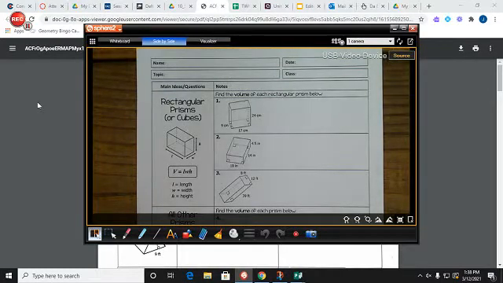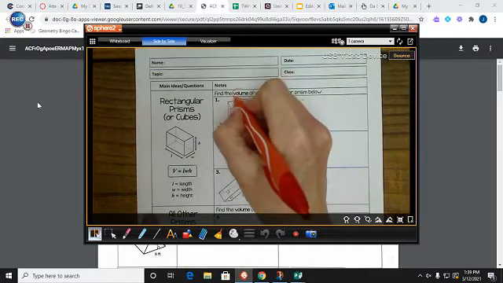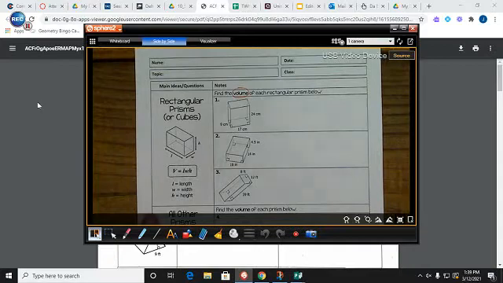Hey geometry team, welcome to Unit 10 Day 3, and we are getting into a different concept today. Today we are going to be focusing on volume of our three-dimensional shapes.